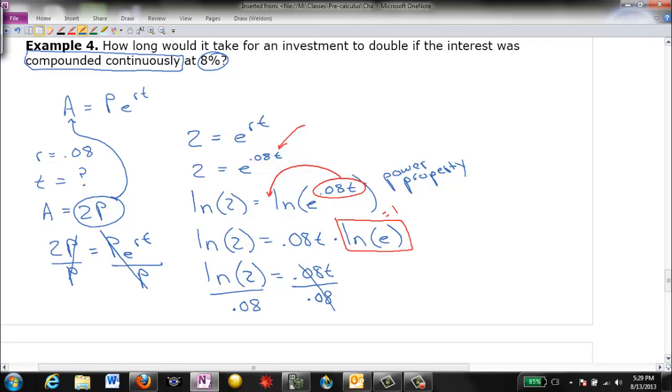And what we find is that t equals the natural log of 2 divided by 0.08. And this should get me an approximate amount of time in years, right? So whatever answer we get is going to be in the units of years, to double whatever investment I put into this bank.